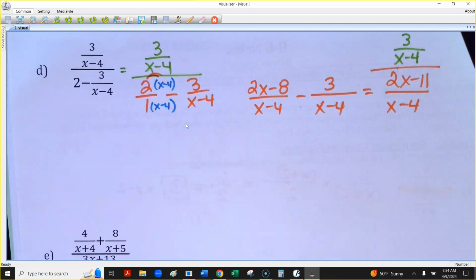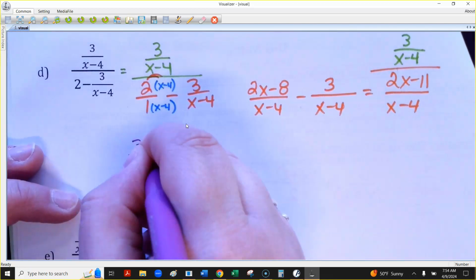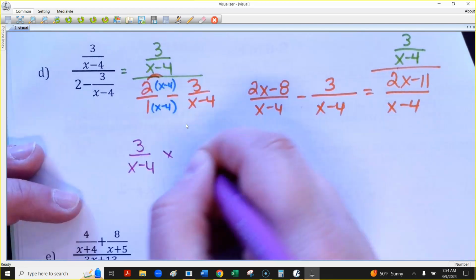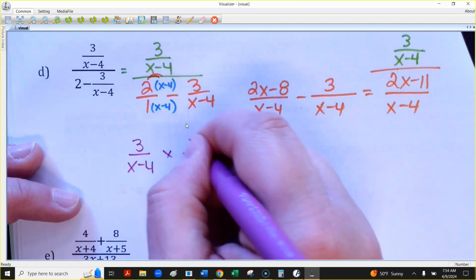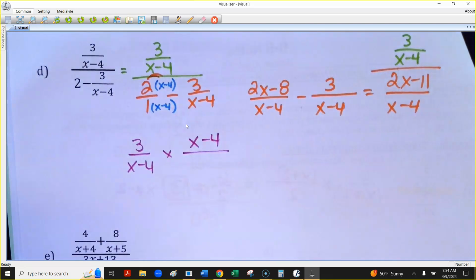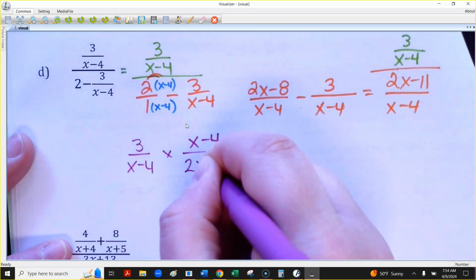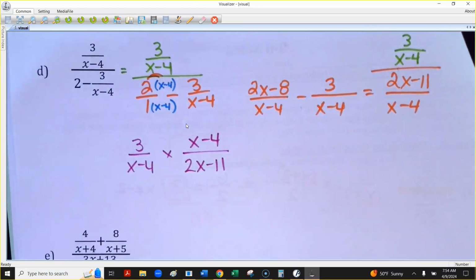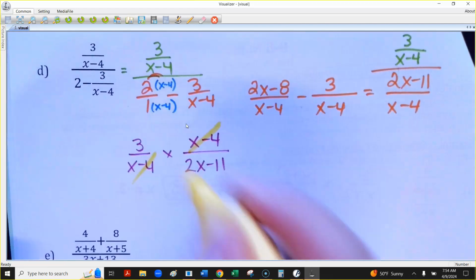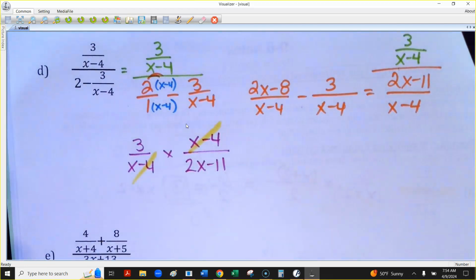Once you're there, we're just going to do the keep, change, flip. So I would keep the 3 over x minus 4, change that division to multiplication, and when I flip that second fraction we worked on over, the x minus 4 goes to the top, 2x minus 11 goes to the bottom. Now, if you're multiplying, right, these guys match, so we can cross them out. Nothing else cancels, nothing else factors here.